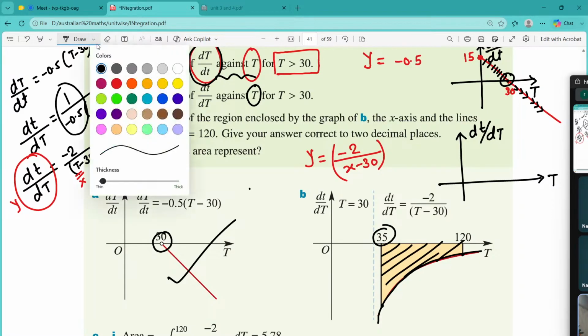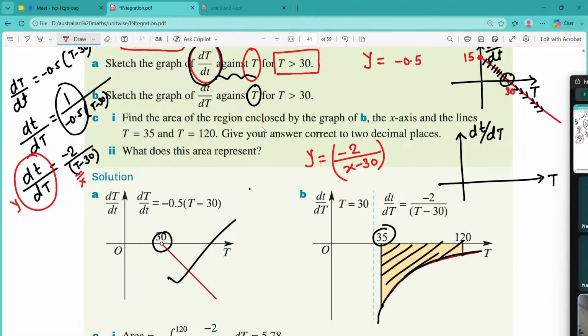See, they are interested in area, not in integration. Ideally, when you integrate it, you will get a negative answer, but area cannot be negative. So we have to take the mod. This function is basically y is equal to minus 2 upon x minus 30. I am considering it in x and y variables in the back of my mind so that we can think smoothly.